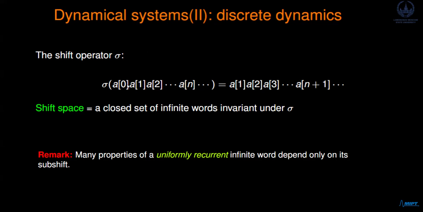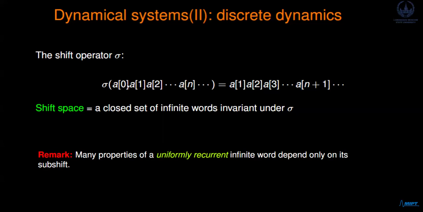So next, we will introduce the concept of the shift space, which is a closed set of infinite words that remains invariant under the operator sigma. In other words, if we apply the shift operator to a word in the shift space, the result is still a word within the same space. This gives us a way to study the behavior of sequences as they evolve under repeated shifts.